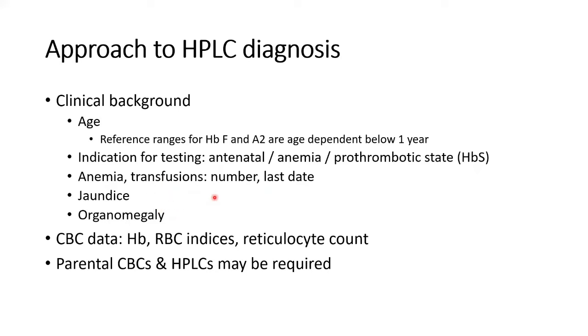Along with this, whenever HPLC is done, it is better to run CBC on the same sample. If CBC is not available, it is better to run CBC on the same anticoagulated blood for your reference. This helps in interpretation many a times. So the minimum data which should be available are hemoglobin, red cell indices, and reticulocyte count. In certain cases where there is a doubt, parental CBCs or HPLCs may be required.